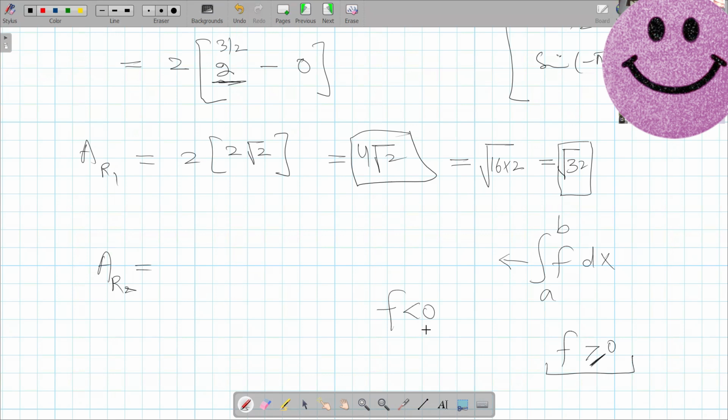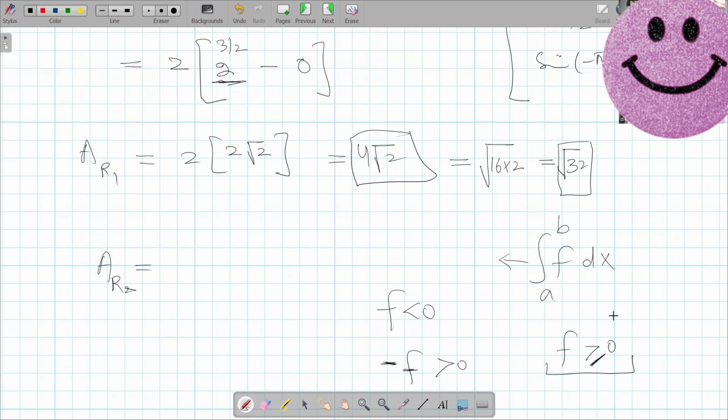How will we make it positive? By multiplying with a negative sign. If f is negative, then what is negative f? Negative f is positive. Of course. It is like what we call reflection about the x-axis. If we multiply a function by a negative sign, it will be reflected over to the other side of the x-axis.